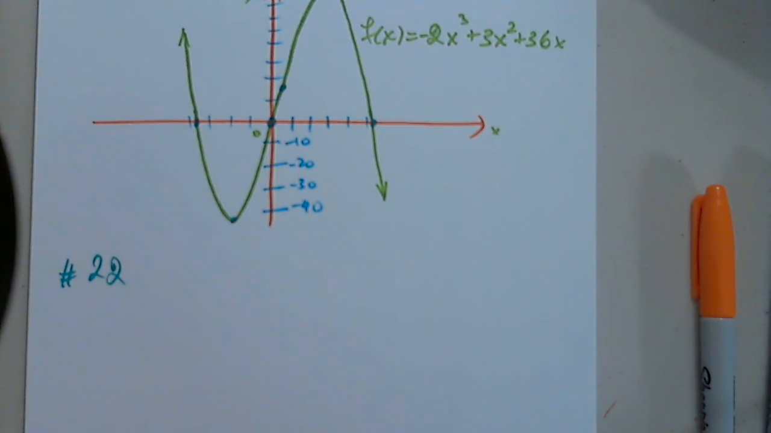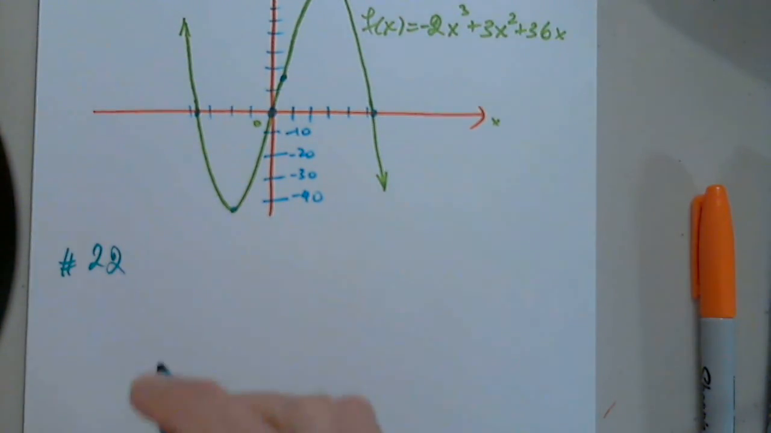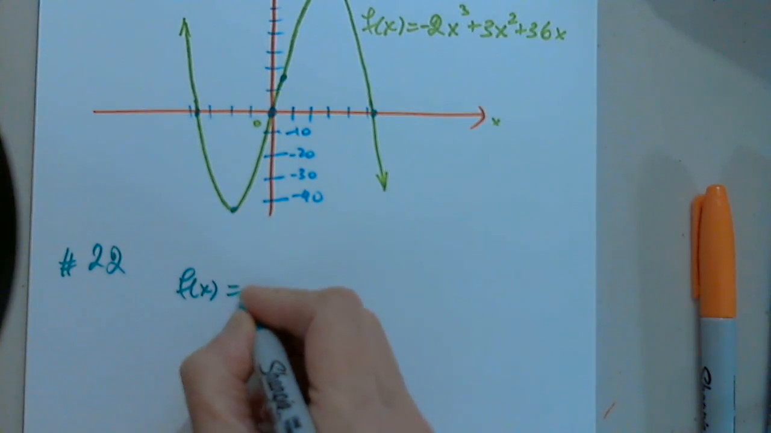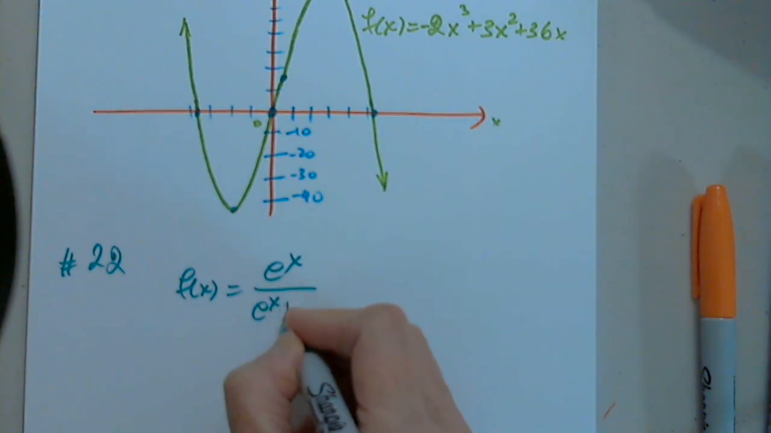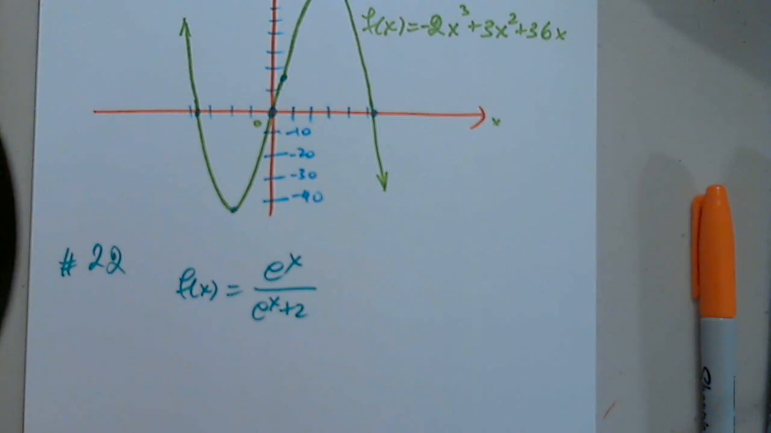Okay, what are we asked? Concavity. Okay, so f of x equals e to the x over e to the x plus 2. Good.